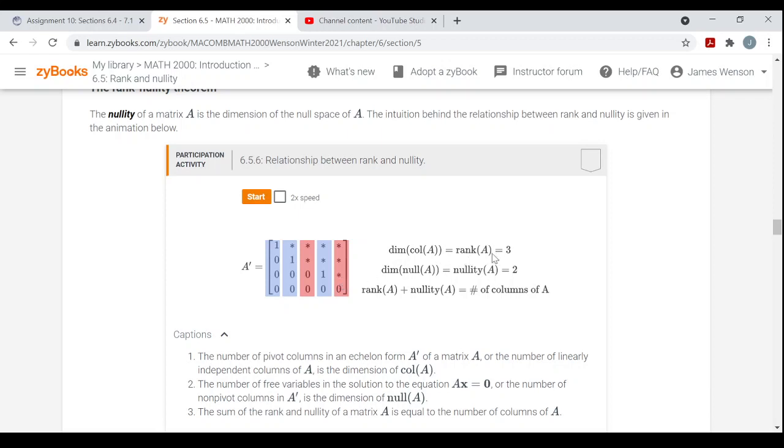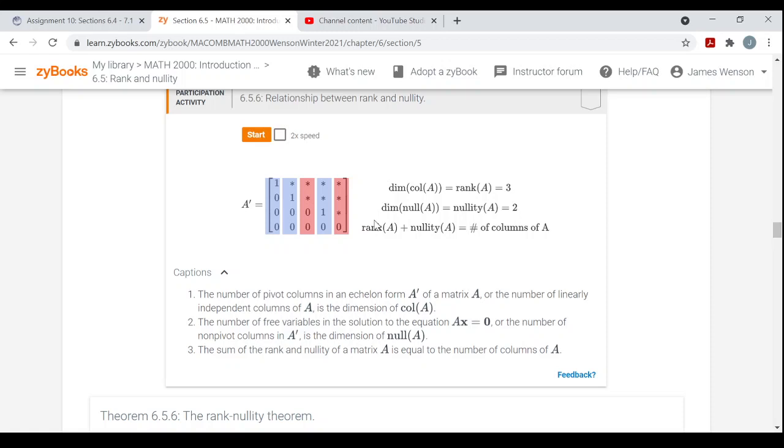So the rank of A is the number of pivot columns in reduced echelon form, and the nullity of A is the number of non-pivot columns in reduced echelon form. That simple.